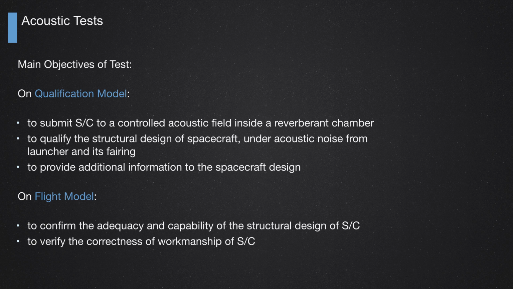So how do we do that? In the qualification model, the objective is to submit the spacecraft to this acoustic field inside the chamber. Then we qualify the design of the spacecraft under the acoustic noise of the launch, because the fairing is vibrating against the shock to the atmosphere. In the qualification model, we can obtain and provide additional information to the design of the spacecraft. But on the flight model spacecraft, we do the test to confirm. Now we want to confirm the adequacy and capability of the structural design of the spacecraft, because we already did the qualification. Now we do the confirmation only.